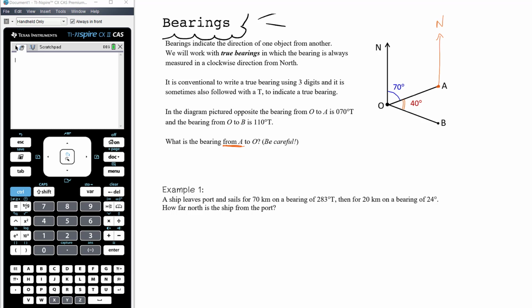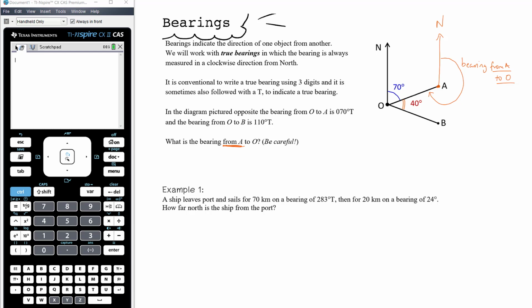So I'm measuring my bearing from A to O. So I'm standing at A, facing north. How far clockwise do I need to turn in order to get to O? Okay, so this angle is the bearing from A to O. So it's not just this angle in here, all right? So it's always the clockwise angle.